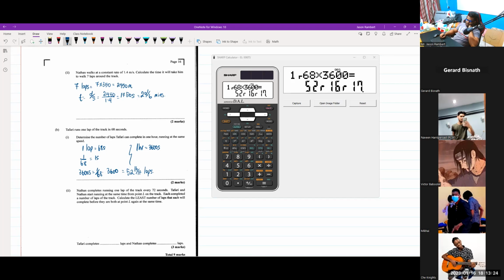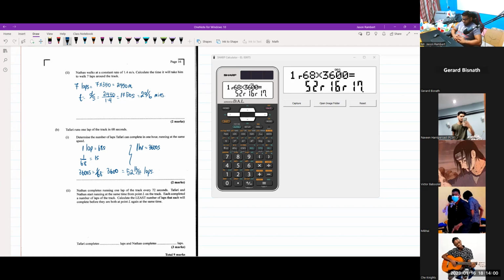Nathan completes running 1 lap every 72 seconds. Tafari and Nathan start running at the same time. Each completed a number of laps on the track. Calculate the least number of laps that each will complete before they are both at point L again at the same time. So in order for this to happen, both their distances need to be the same.